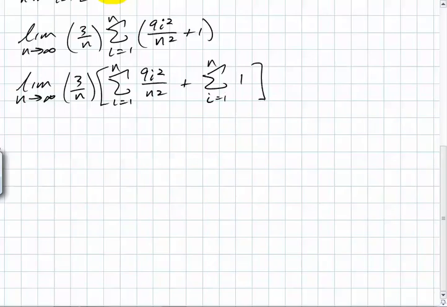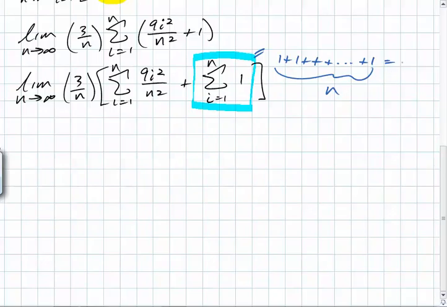Can someone tell me what this right here comes out to be? It's 1 plus 1 plus 1 plus dot dot dot all the way to how many times? There are n of them. So what does this equal? 1 plus 1 plus 1, n times, is what? n. This equals n right there.